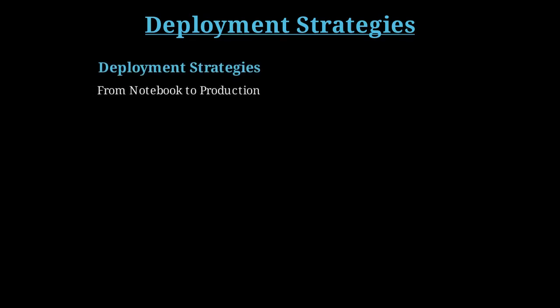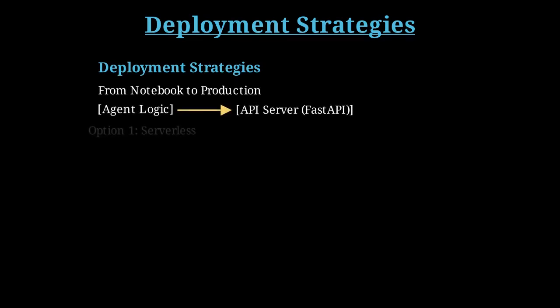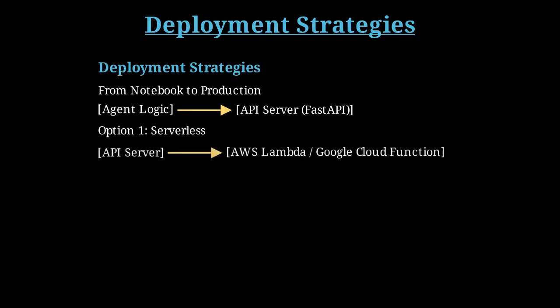Once your agent is built and tested, you need to deploy it. A common pattern is to wrap the agent logic in a web server, like one built with FastAPI or Flask, and expose it via an API endpoint. This can then be deployed using various strategies.